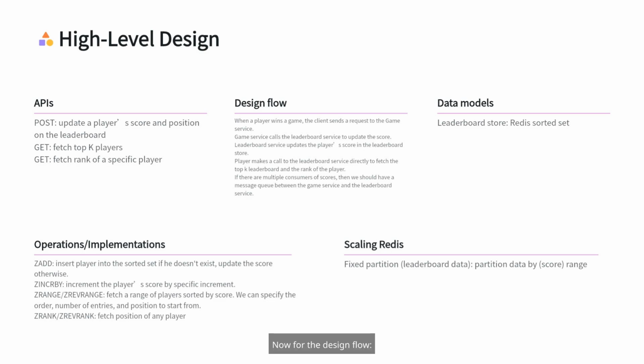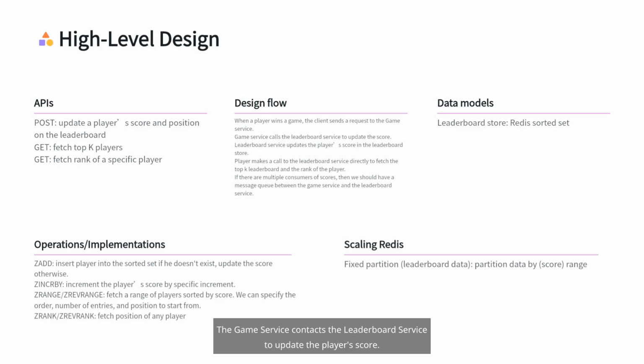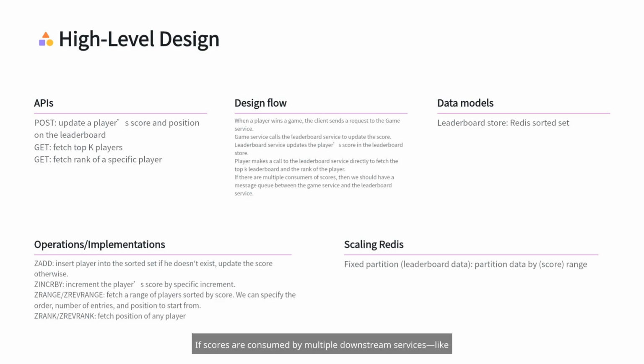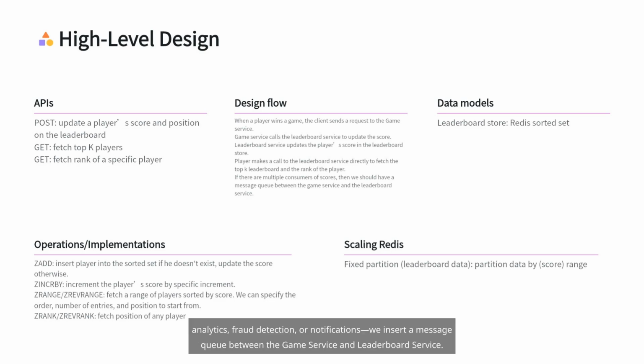Now for the design flow. When a player finishes a game, the client sends a request to the game service. The game service contacts the leaderboard service to update the player's score. The leaderboard service then updates the leaderboard store, ensuring the scores reflect the latest game outcomes. Players can call the leaderboard service directly to retrieve top K rankings or their personal rank. If scores are consumed by multiple downstream services like analytics, fraud detection, or notifications, we insert a message queue between the game service and leaderboard service. This ensures decoupled and scalable processing.